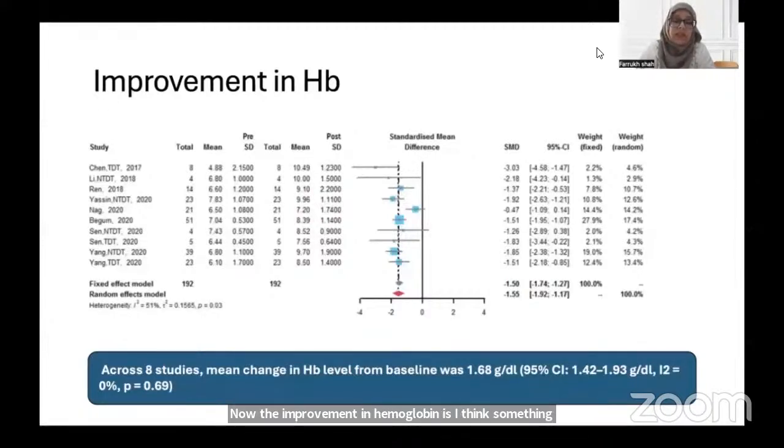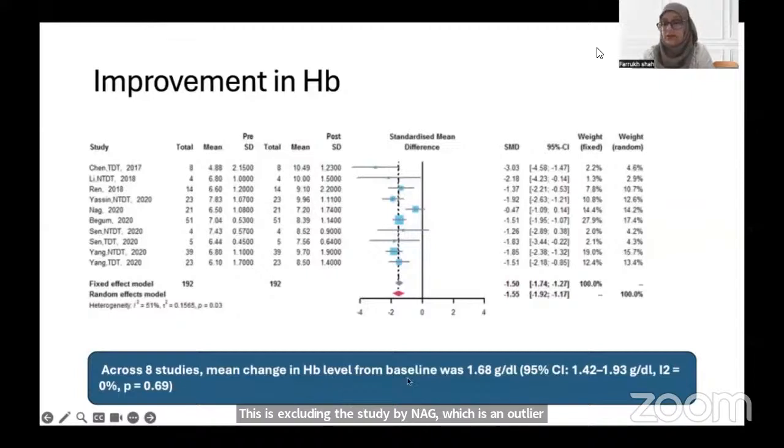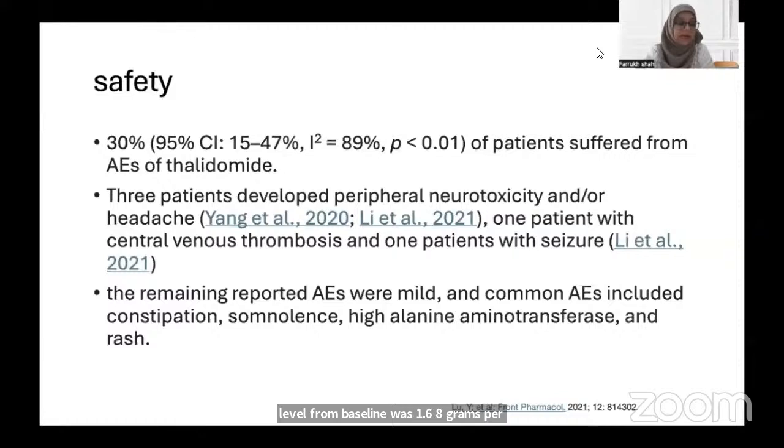So if you look at the data in the transfusion-dependent patients across 8 studies, this is excluding the study by NAG, which is an outlier study. You can see that the mean change in hemoglobin level from baseline was 1.68 grams per deciliter, with a very good confidence interval.